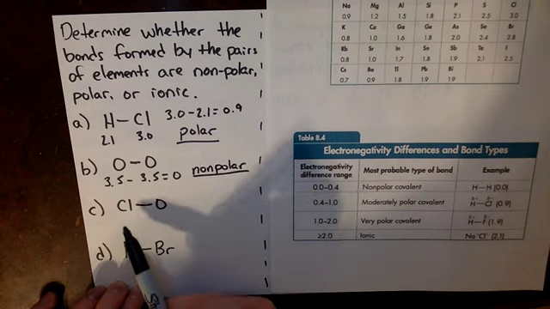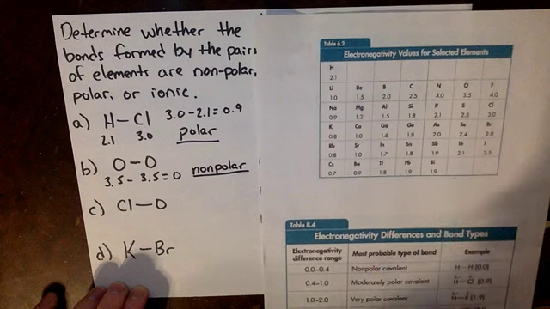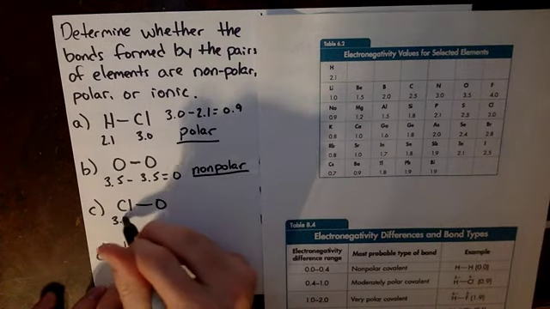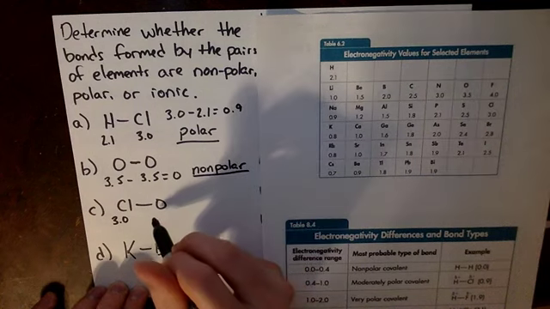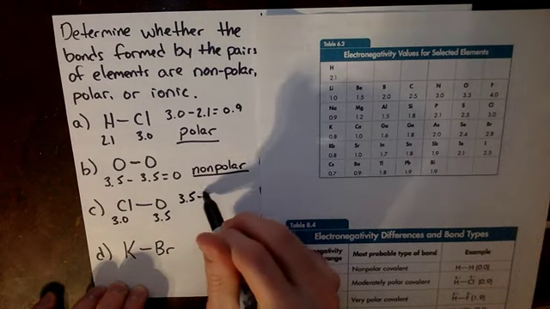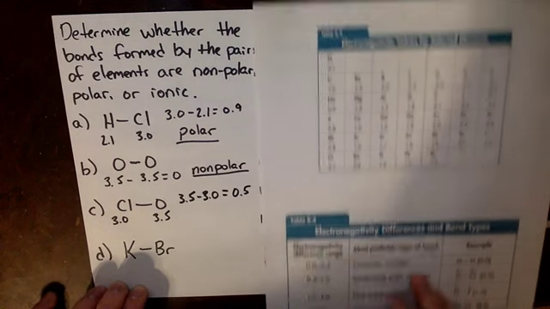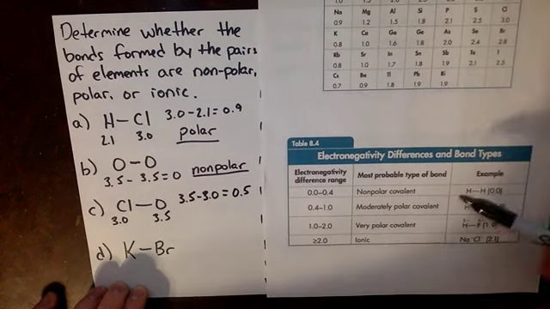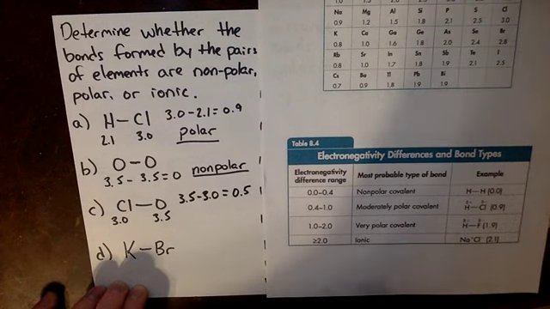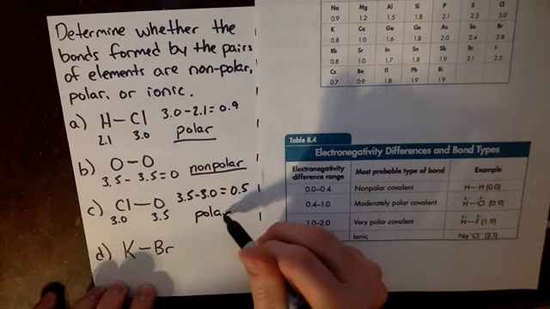On part C, chlorine bonded to an oxygen. So again, we'll look at our electronegativity values. Chlorine is 3.0. Oxygen is 3.5. And if you subtract those, they have a difference of 0.5. Which again, we'll look at our chart. That again falls in this moderately polar covalent area, so we will consider this to be a polar bond.